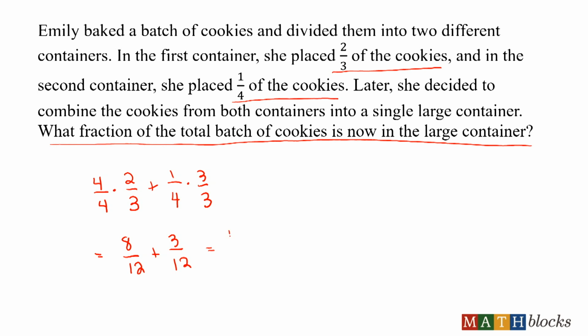8 plus 3 will give us 11 over 12. So that means in the large container, she has 11/12 of her original batch of cookies.